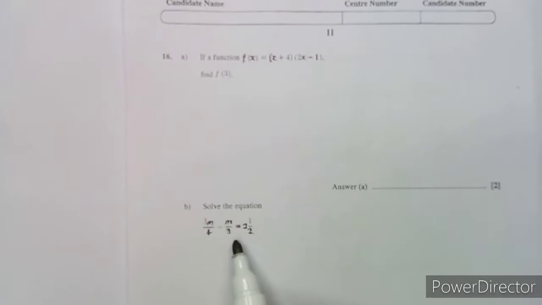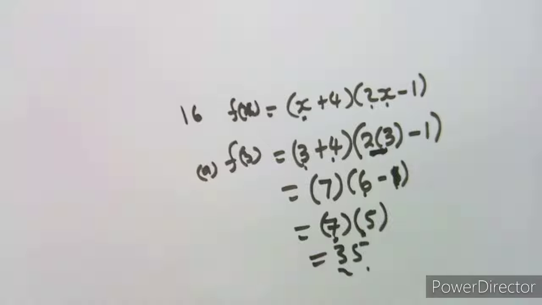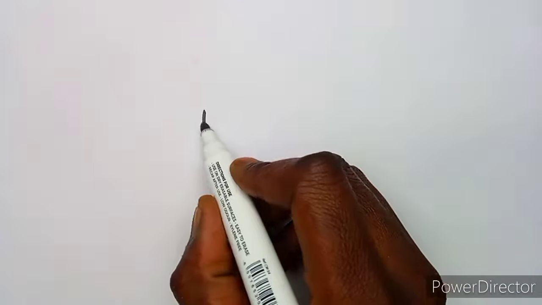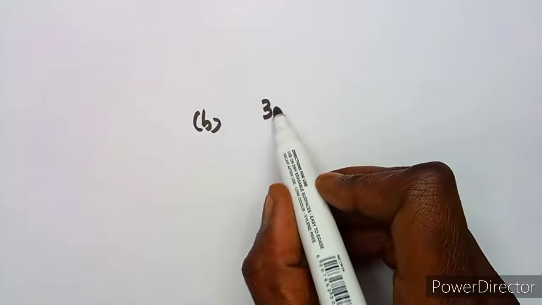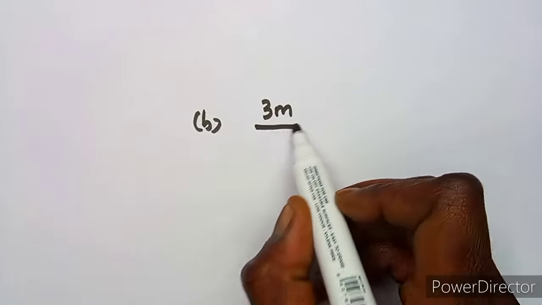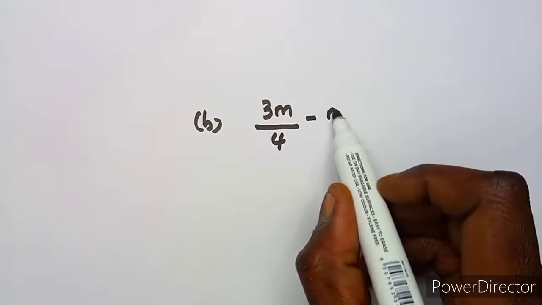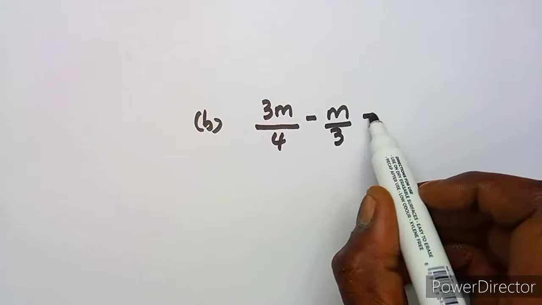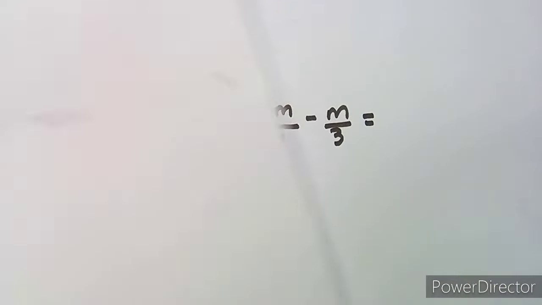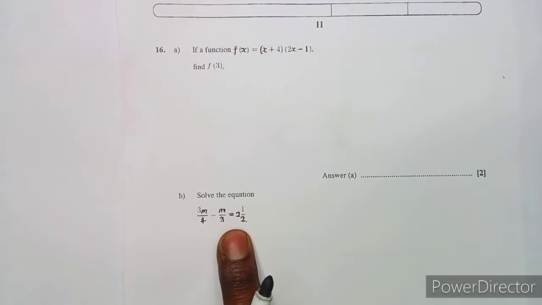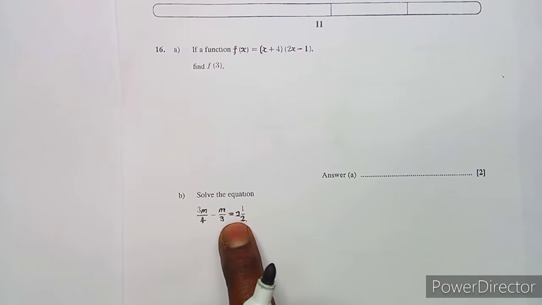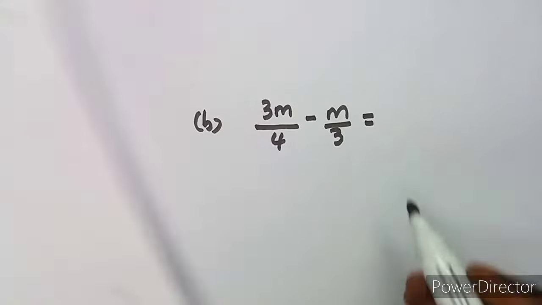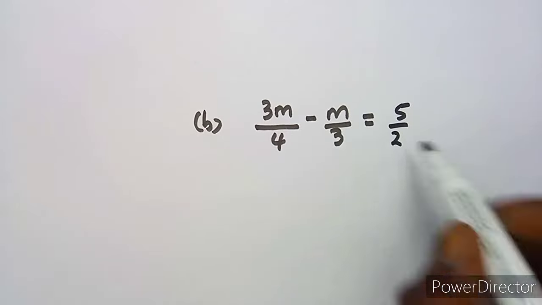Then b, we are asked to solve the equation. All right, let's see how you're supposed to solve this equation. That's 3m over 4 minus m over 3 is equal to 2.5. Okay, let's just convert, guys, 2.5 to an improper fraction. You multiply 2 times 2, that is 4, plus 1, which is 5. So it's going to be 5 over 2.